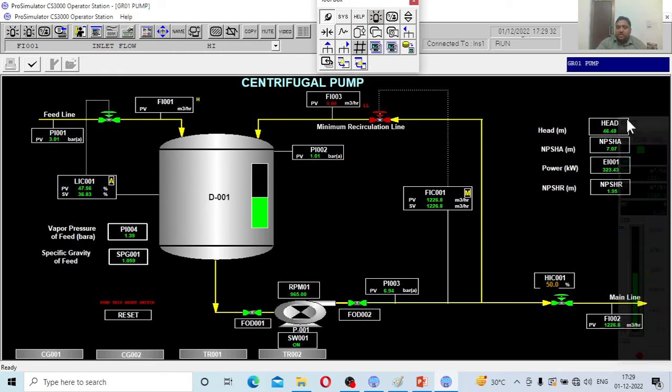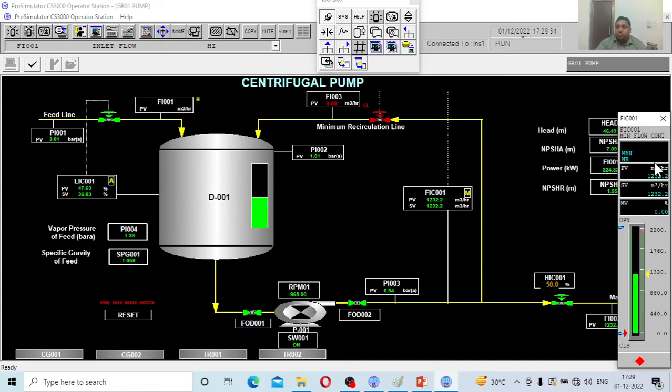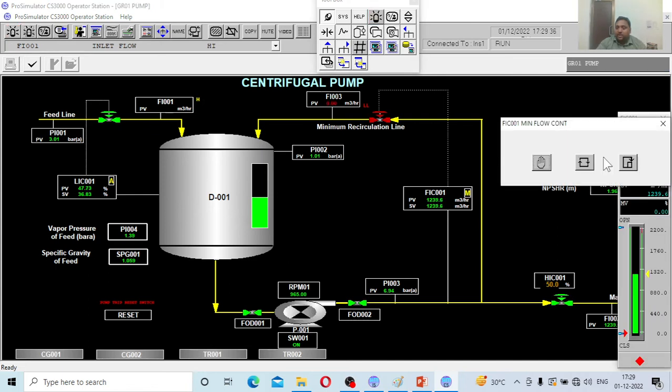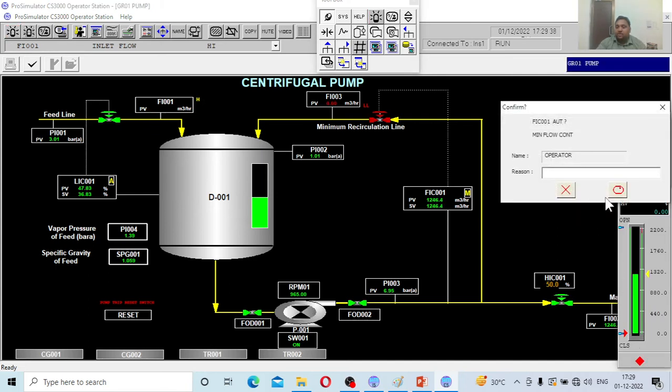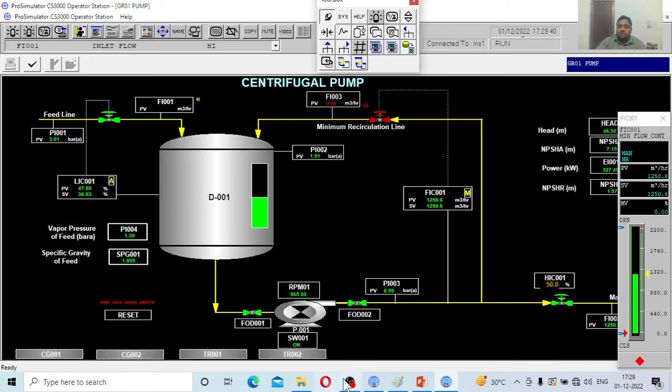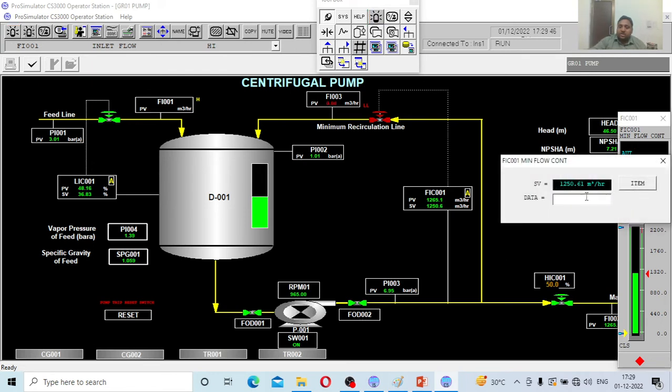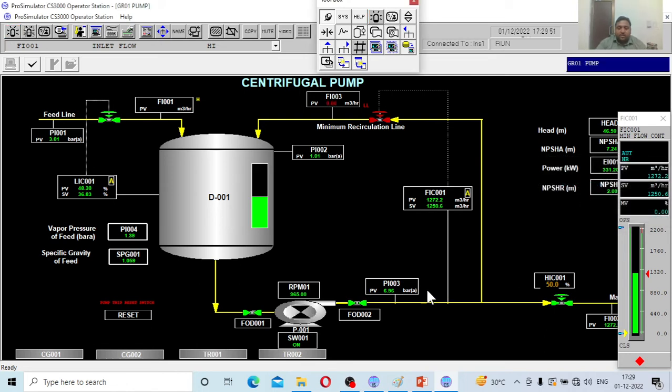Okay, this is manual mode. Let me change it to auto mode first. Okay, the moment you click here, auto mode, set value, how it is, minimum 500. Okay, because now the set process value, okay, it is good now.